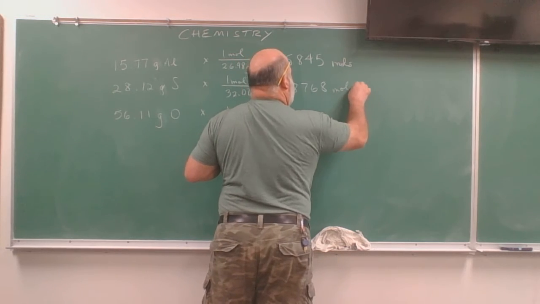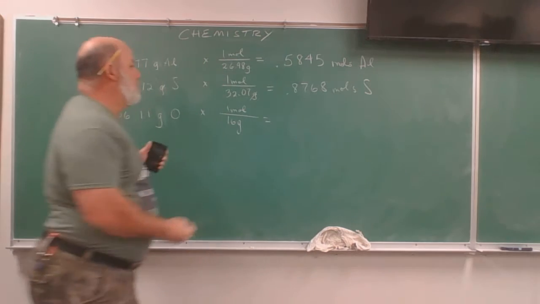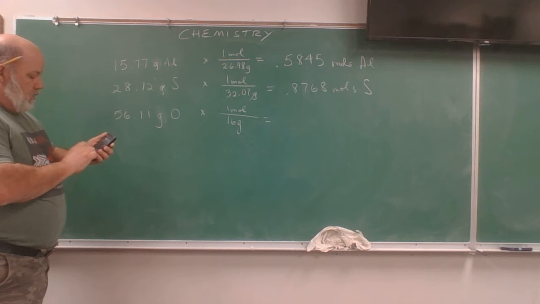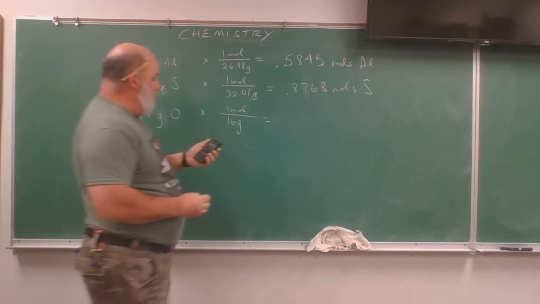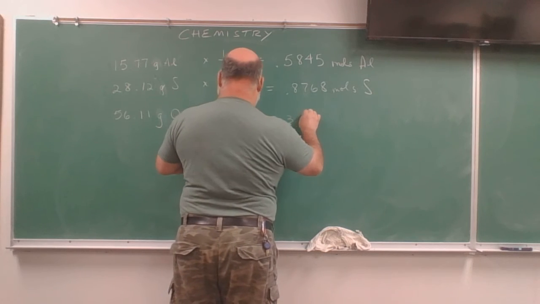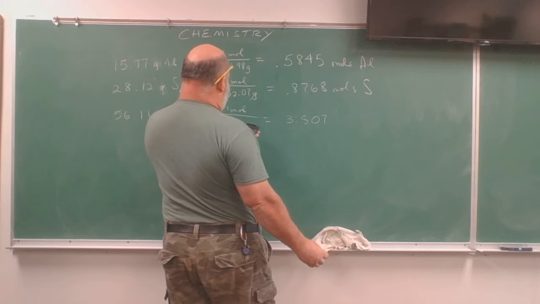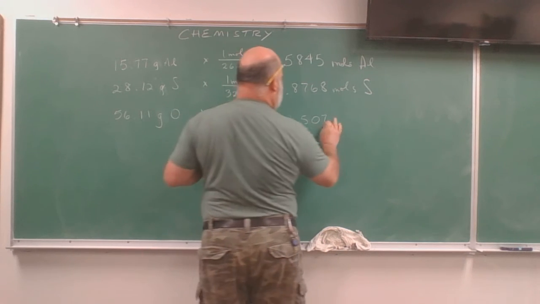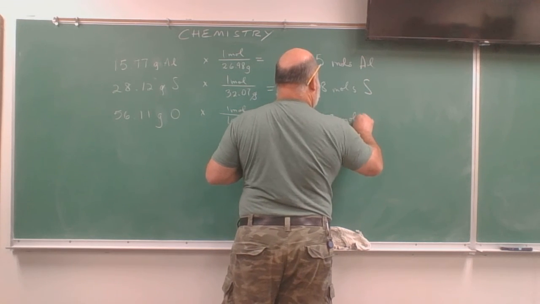I should go ahead and label it. And 56.11 divided by 16 gives me 3.5. We'll call it 507. Well, we went out to 3 decimal places. That's 3.5069 moles of oxygen.